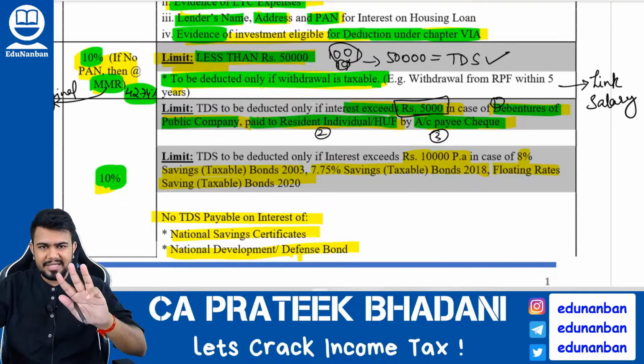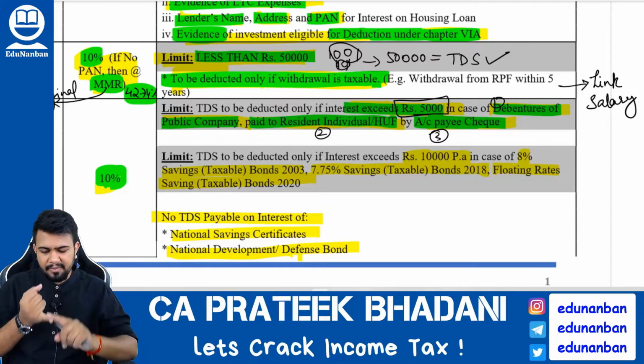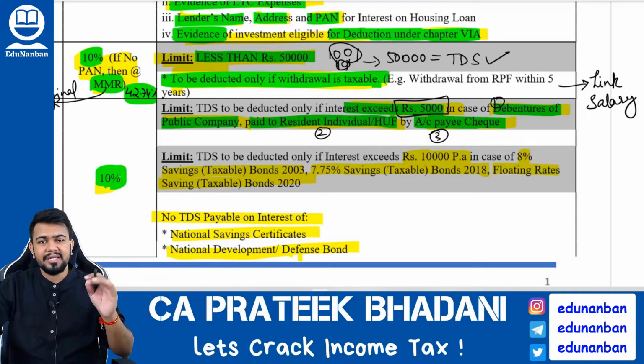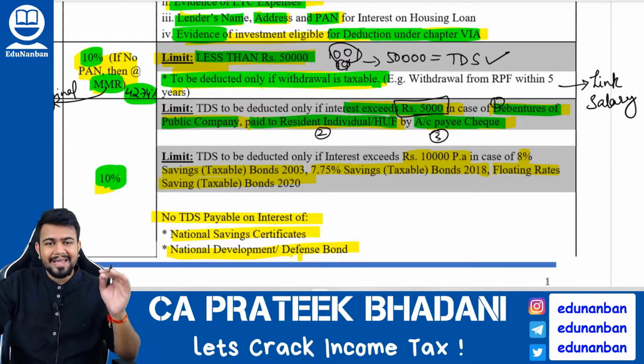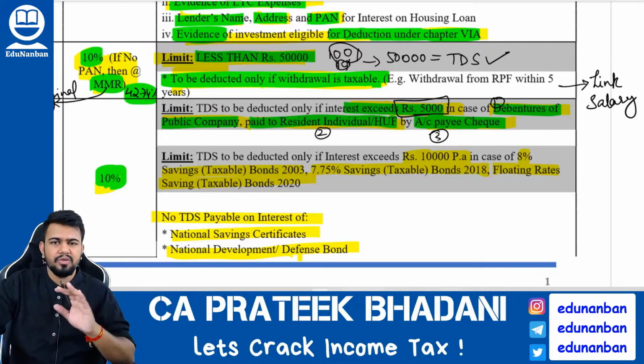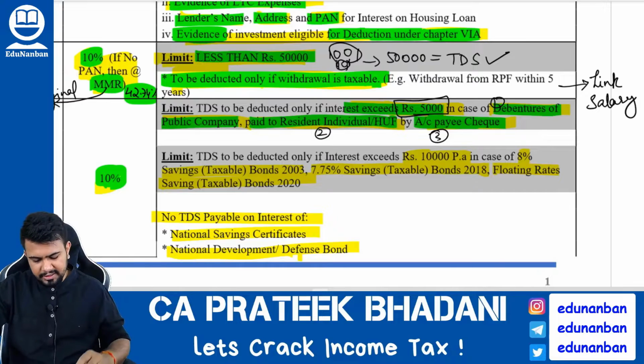So if three conditions are satisfied, what are the three conditions? The debenture, it should be a debenture of a public company, it should be paid to a resident individual or HUF, and number 3, it should be paid through account payee cheque. In such case, if the interest is up to 5,000 rupees, no need to deduct the TDS. If it exceeds 5,000 rupees, then only you have to deduct the TDS.